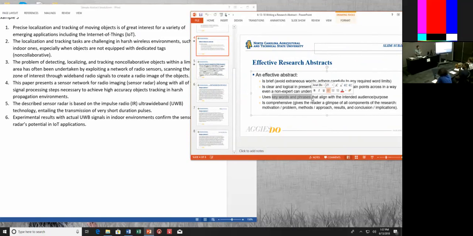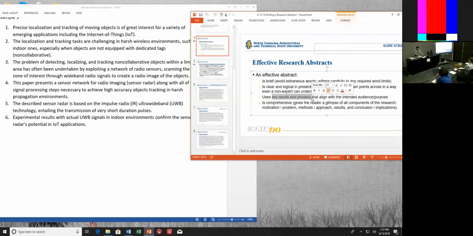In sentence 5, you could say they start to give a little more information about what's different, what's new. The described sensor radar is based on the impulse radio, ultra wideband technology, et cetera, and they talk about why that incorporates very short duration pulses. So maybe that's new. Maybe that exact configuration is part of what's new. But now let's look again. I think we touched on it a little bit, but let's now look at the final sentence, the 6th sentence.